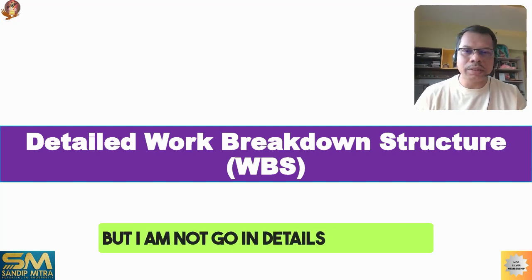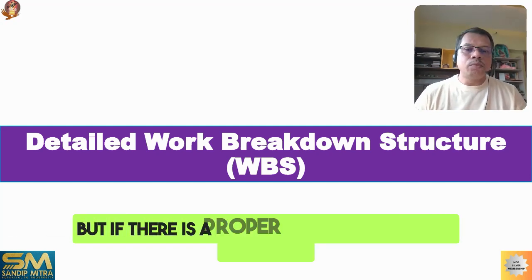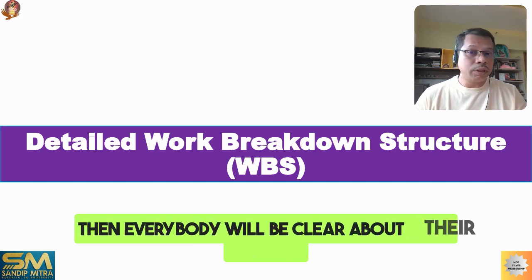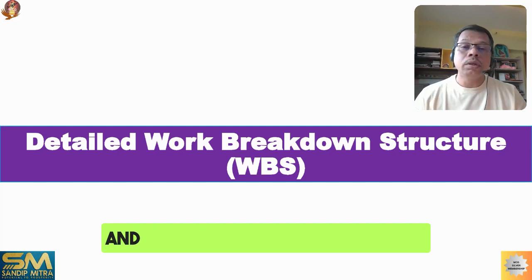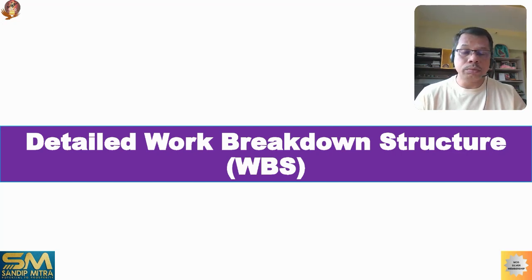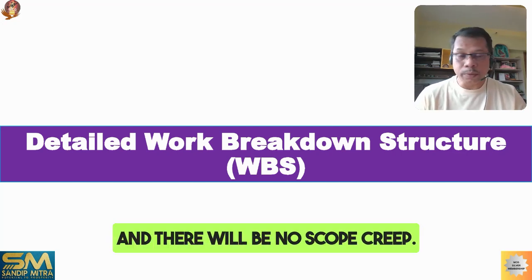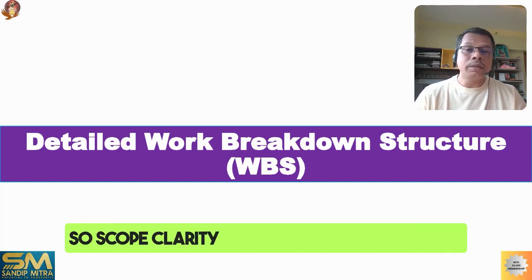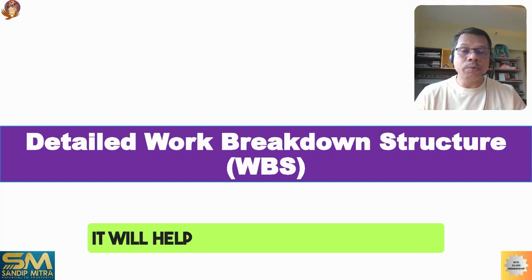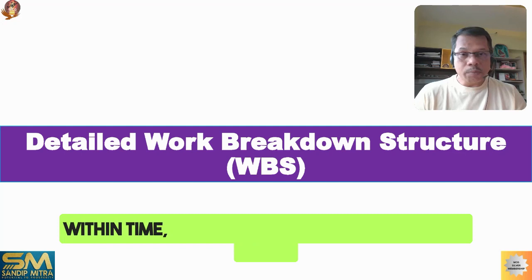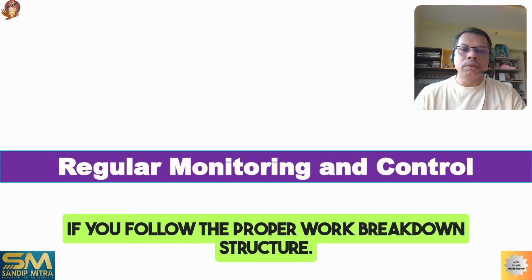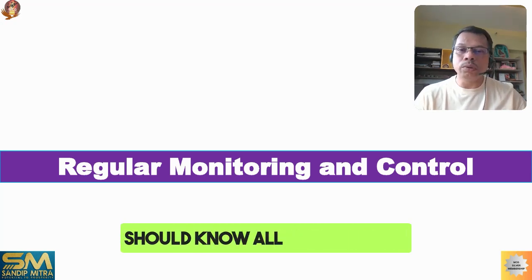But I'm not going into details about that. If there is a proper work breakdown structure, then everybody will be clear about their project, and the project can be completed within timeline and within budget also, and there will be no scope creep. So scope clarity will help you to complete a project within time, within budget, and the project never delays if you follow a proper work breakdown structure. So as a project manager you should know all those things.